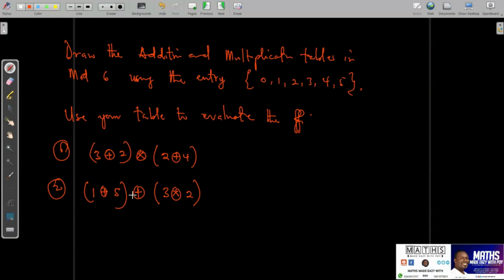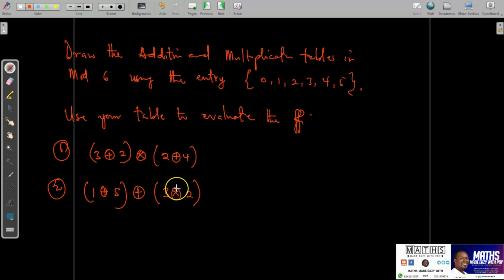Please, in question number 2, the one in the bracket, 1 and 5, is it multiplication or addition? Your line was breaking. So can you take the question again? Question number 2, it is 1 plus 5 in one parenthesis, plus, in the next parenthesis, 3 multiplying 2. Okay, thank you. I didn't see the plus. I thought it was multiplication. Thank you. You're welcome.